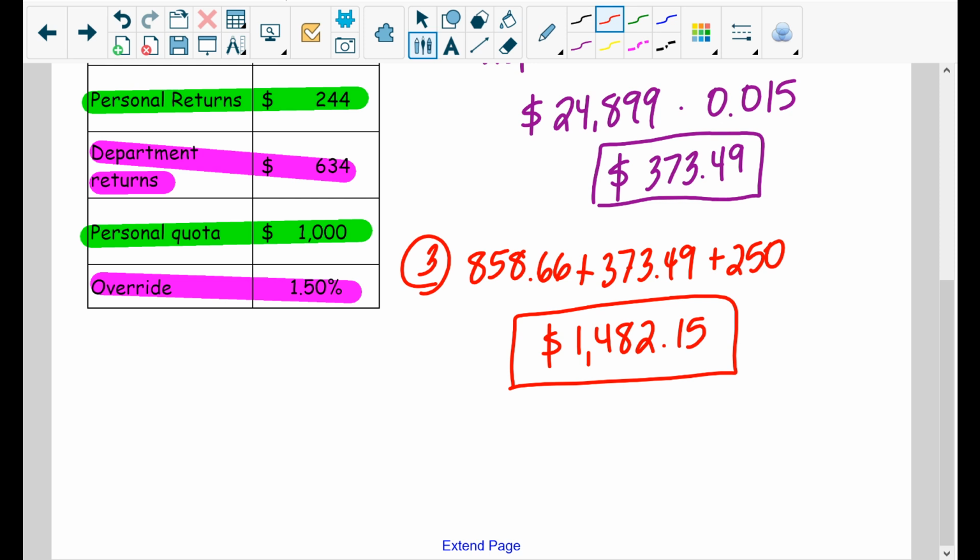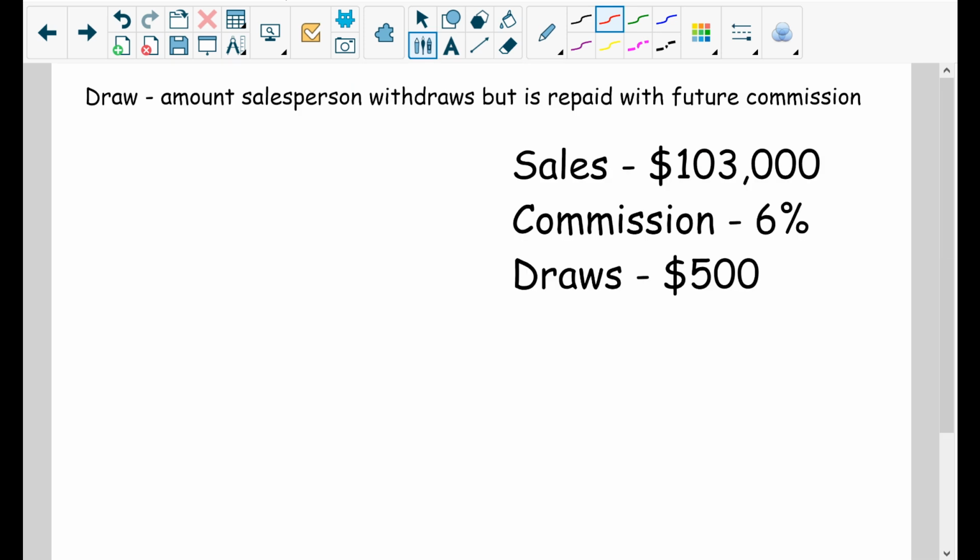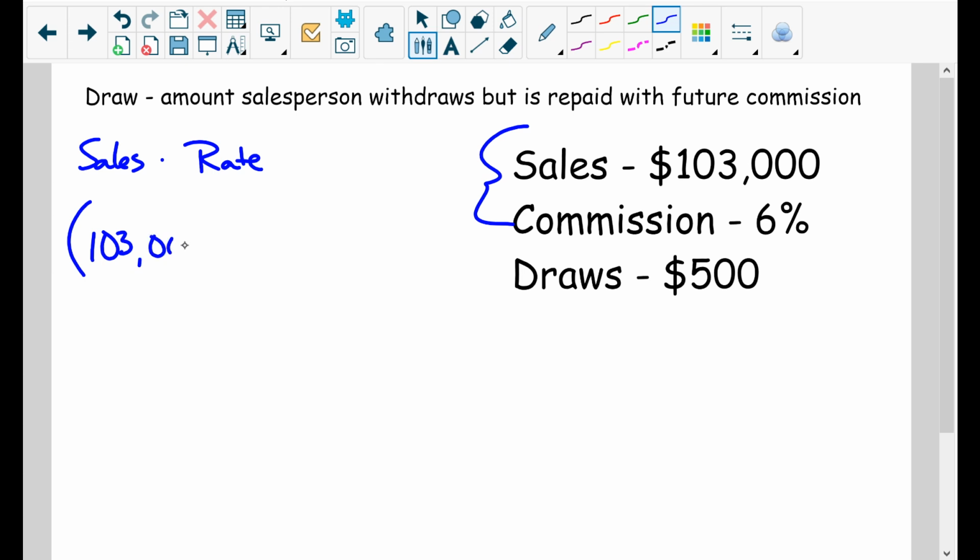All right, we got one more example here. There's the draw amount, so that's the amount the salesperson withdraws, but it's repaid with future commission. Okay, so starts out pretty basic, calculating our basic commission. So we're taking our sales times our rate. Okay, so $103,000 is the sales times that commission rate, 6%, 0.06.